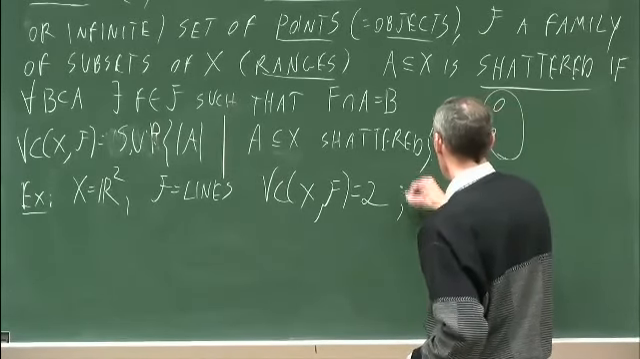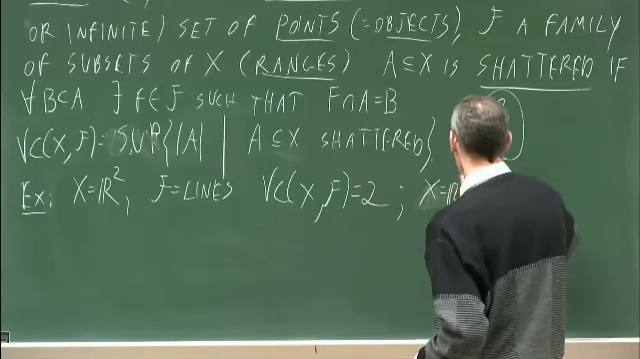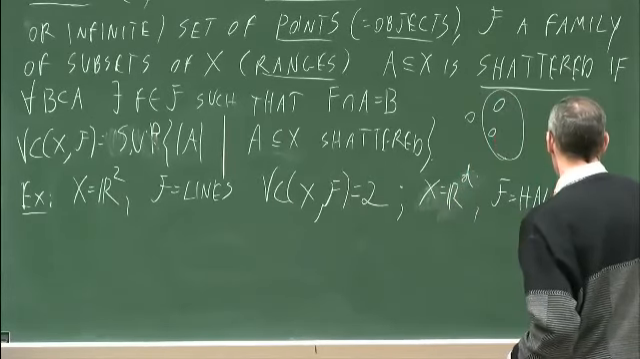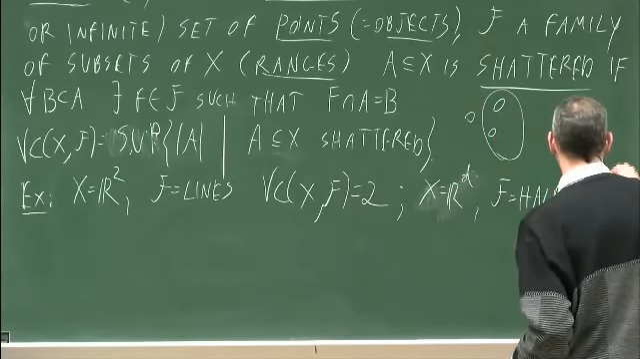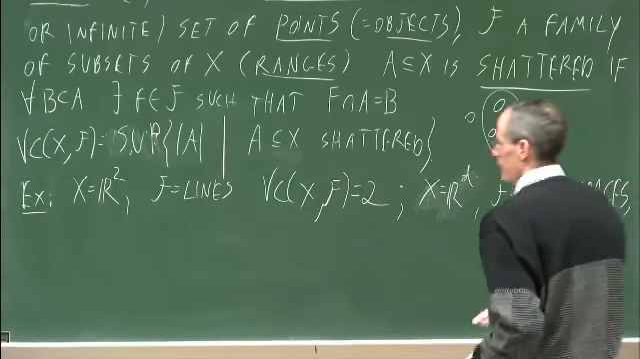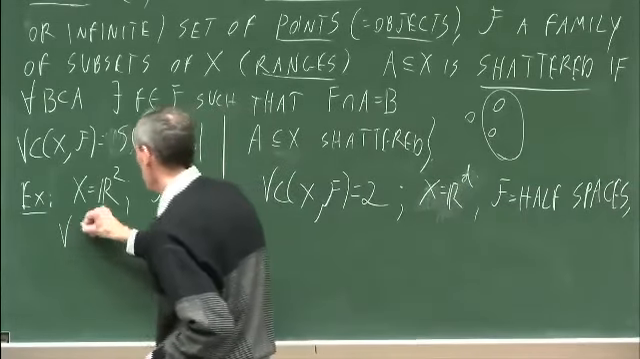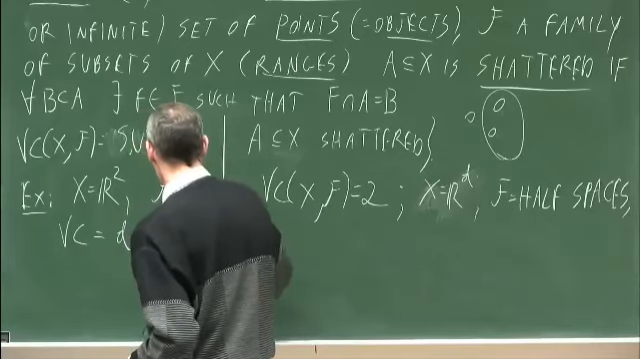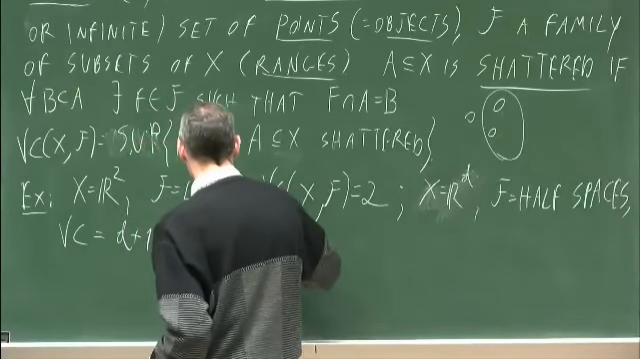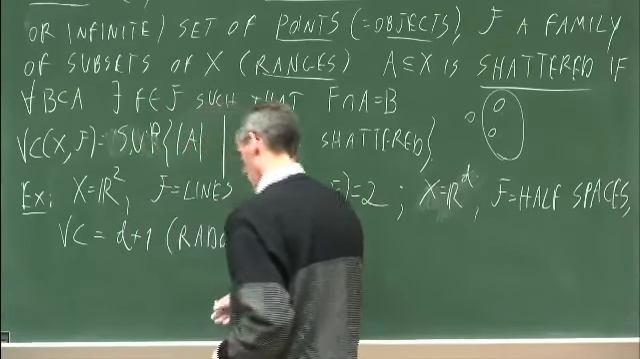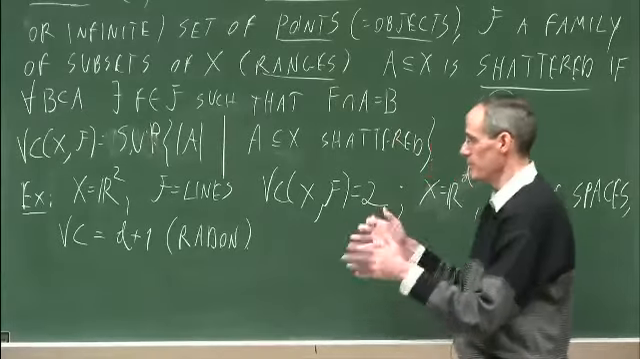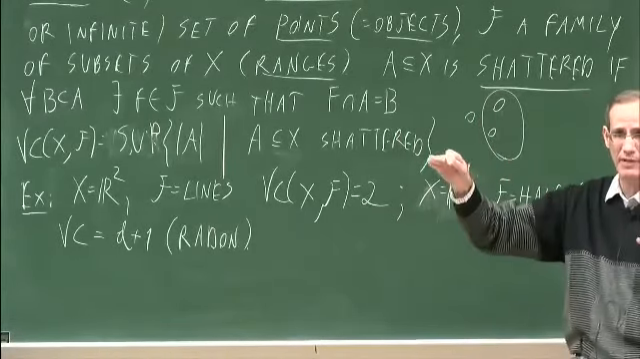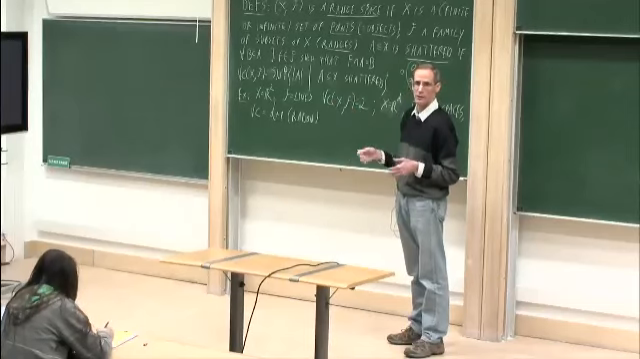Here is another example. X is R^D, and F will be half spaces. And then the VC dimension is equal to D plus 1. This is really Radon's theorem. So D plus 1, if we take D plus 1 vertices of a simplex, we can separate them by a half space in all possibilities.